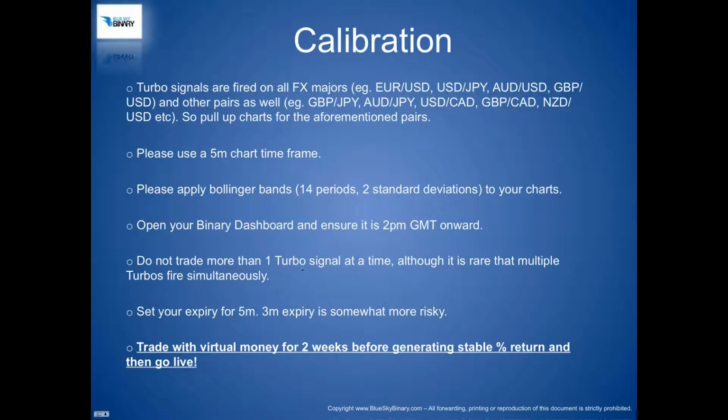Do not trade more than one turbo signal at a time. All right. Although it is rare that you'll get multiple turbos, in some instances, like we saw last week or the week before last week, we had 3 or 4 turbos firing, and all were on correlated pairs. And what I mean by correlated pairs is Euro US dollar, USD Japanese yen, US dollar Swiss franc. All 3 turbos won, in my recollection, but the danger there is that all 3 could have lost as well, and there's no point that you need to subject your capital to that. So even if 3 or 4 turbos fire, pick the one that is most suited to your trading style.